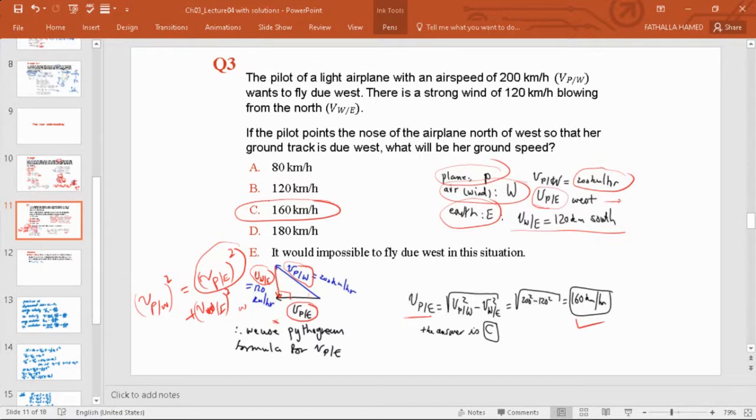You have to think about this when you sketch, okay? And after this, you have to look at it in terms of Pythagoras theorem, and you will find out that's why we said that it is V P relative to the wind squared minus V wind relative to the Earth squared. Is this clear? And that's why C here is the right answer here. If she points west, she will end up somewhere here, and that's not what we want. So she points north of west, and the wind is coming from the north, so she will end up going west. And we take this effect in. Is this clear? Any question on this?